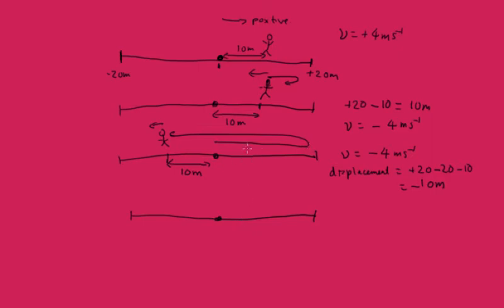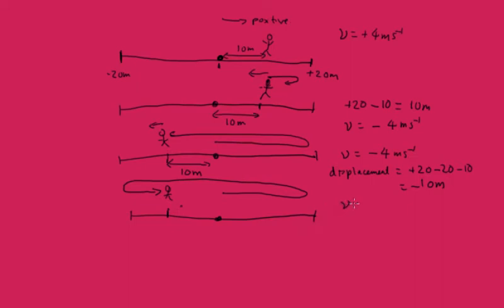So, I should say as well, his displacement is negative 10, but the distance he's run is 20, 40, 50. Now, he is still 10 meters away from the origin. This time he's run up here, he's run down, and now he's running back.